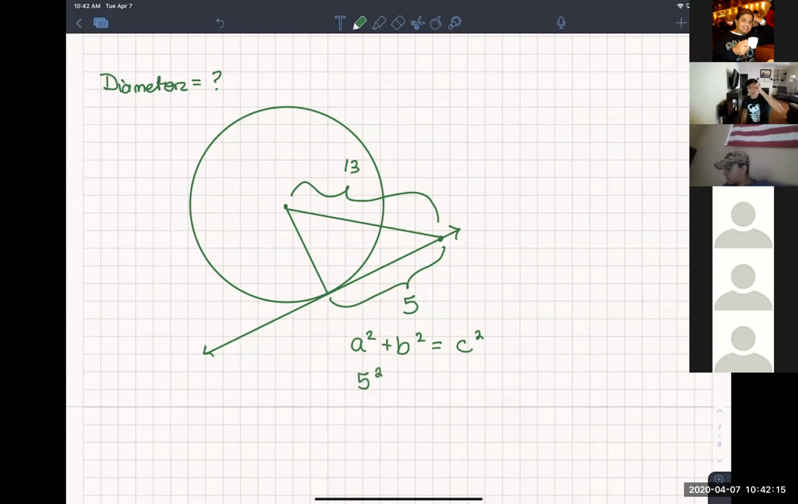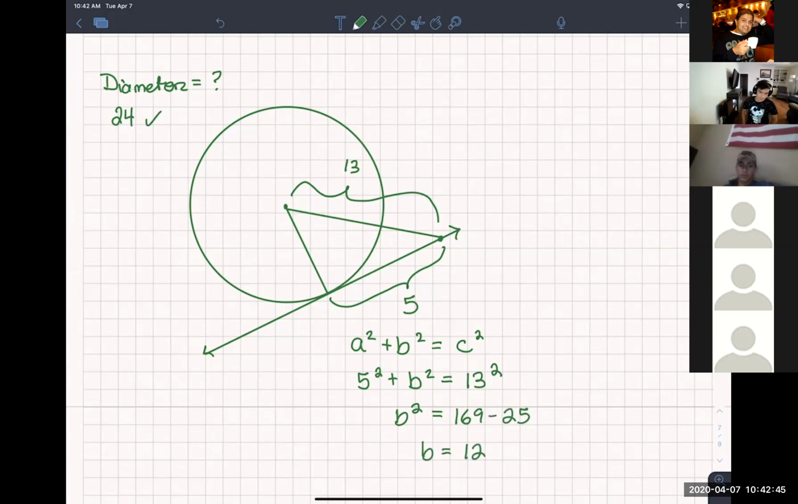I think I got it, but I'm not sure if I'm right. What did you get? I got diameter equals 24. Good. Walk me through it, Caleb. How'd you do it? I just did x squared plus 5 squared equals 13 squared. Okay, so we know this is 12.